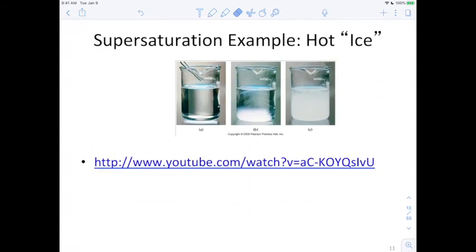So I want to show you an example, and this is a YouTube video called Hot Ice, but it's not really ice. It is a supersaturated solution. When the solid comes out of solution, it's very exothermic, and you're going to see it does look like ice, so that's why they're calling it hot ice.